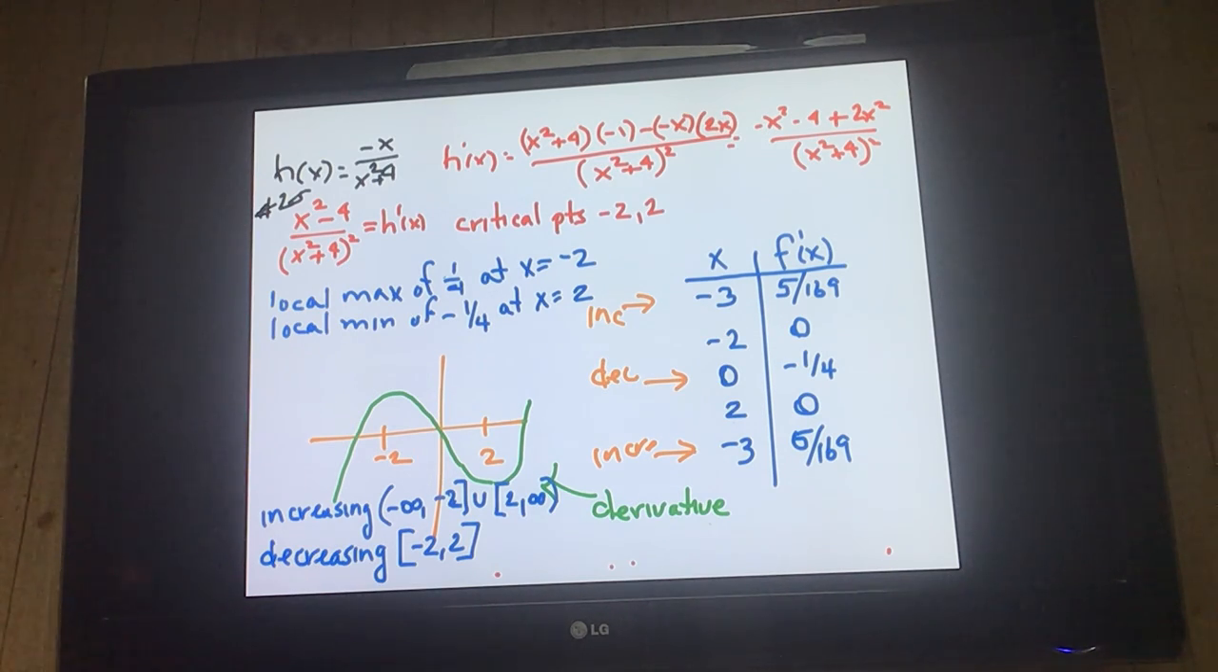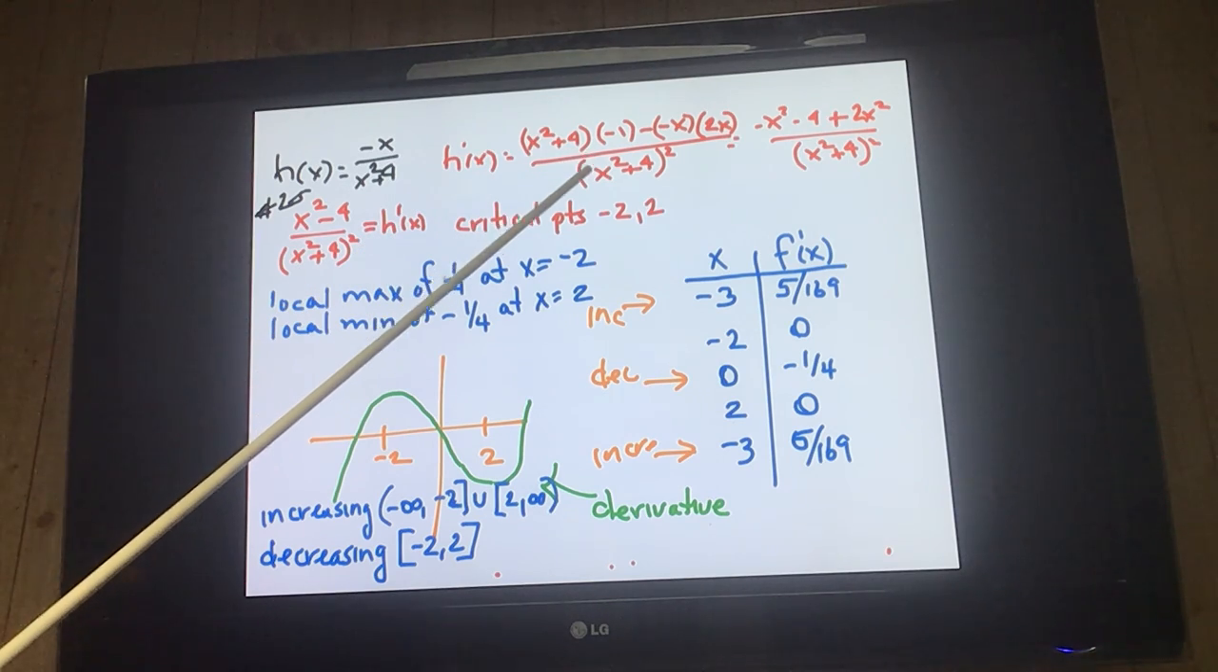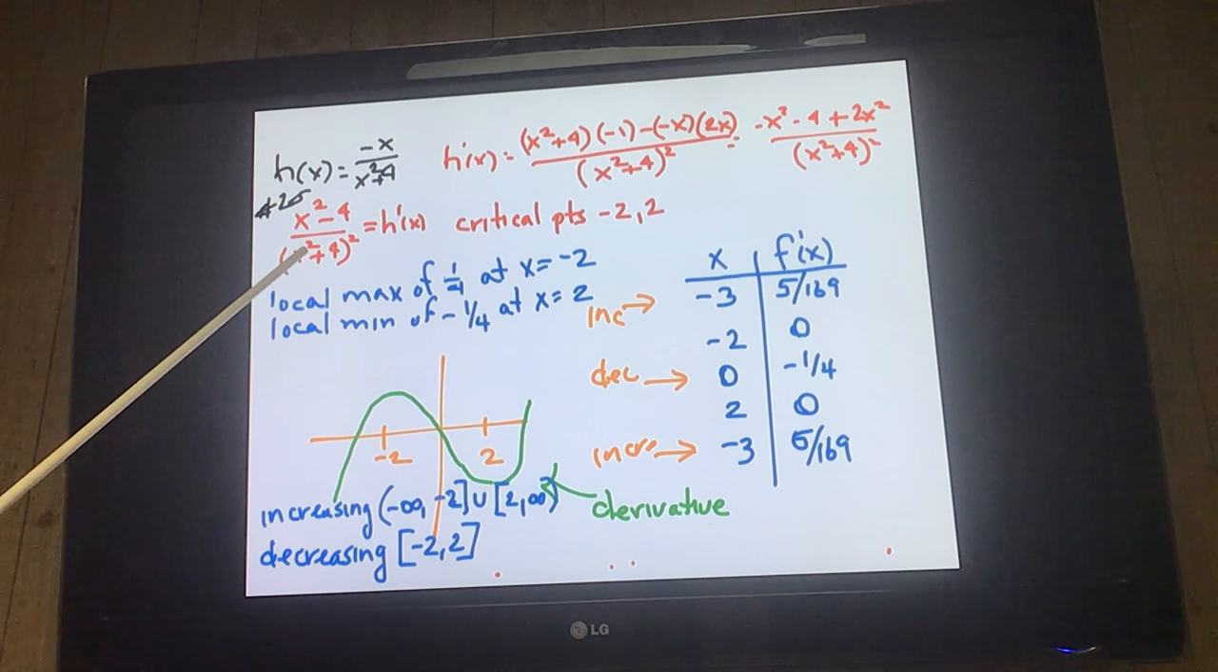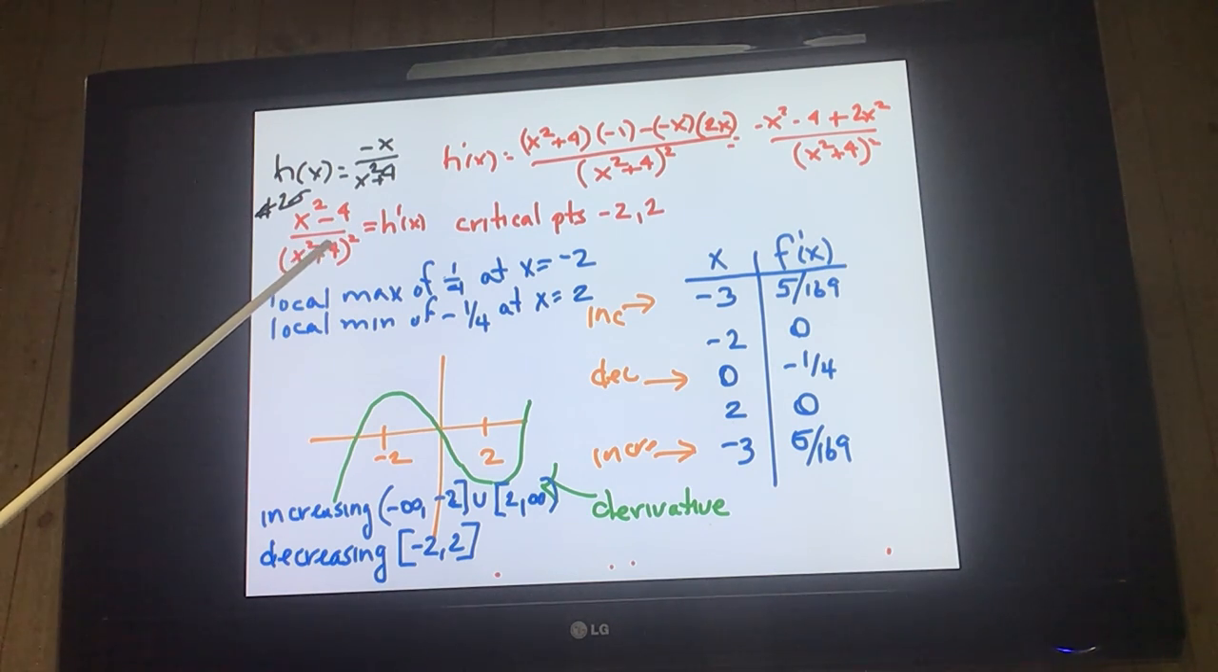All right, so here we have h of x equals negative x over x squared plus 4. And again, we're looking for extreme values, and we're looking for increasing and decreasing. So we go ahead and take the derivative by using the quotient rule, and I get x squared minus 4 over x squared plus 4 squared.